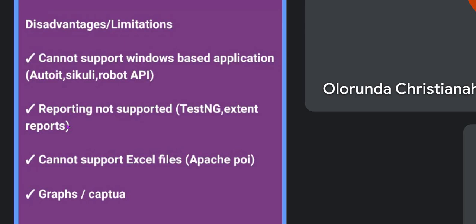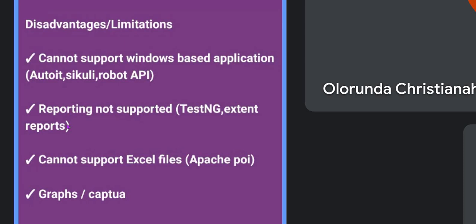And then we have graphs and captcha. Selenium will not support these graphical things and captcha, and it is also not recommended to automate them, because graphics are more dynamic in nature, and based on the data the graph might keep changing, and captcha exists for security reasons, so we cannot break them. There is nothing we can do about that.